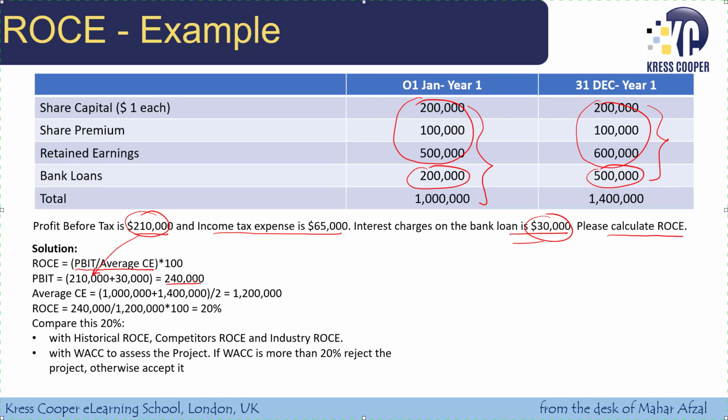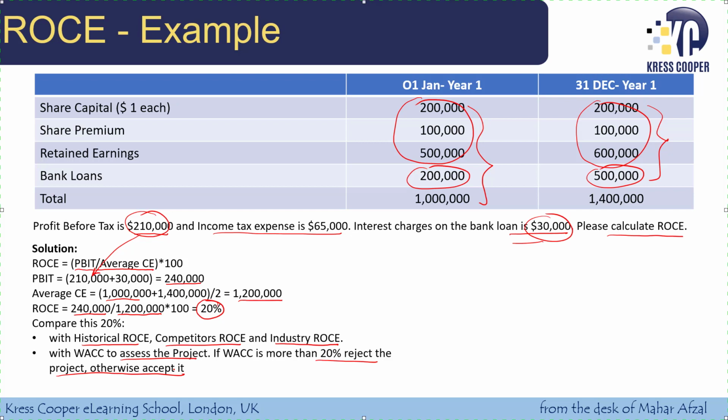So total 240,000. Average capital employed is equal to 1 million plus 1.4 million, divided by 2, which is 1.2 million. Return on capital employed is 240,000 profit before interest and tax divided by 1.2 million average capital employed, into 100. This is 20%, my return on capital. So we will compare this 20% with the historical results, competitor return on capital employed, and industry return on capital employed to assess the performance of the company. Then we will compare it with the WACC to assess the project. If WACC is more than 20%, then reject the project, otherwise accept it.